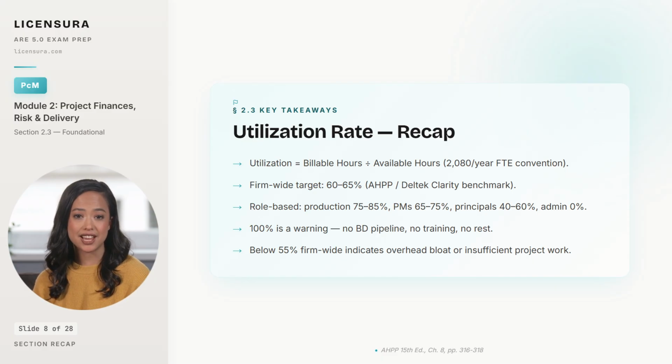100% is a warning sign, not a goal. It means no business development, no training, no rest, and a firm that will struggle in the next 12 to 18 months. And anything below 55% firm-wide indicates either overhead bloat from too many non-billable roles or a real shortage of project work for the team you've already staffed.